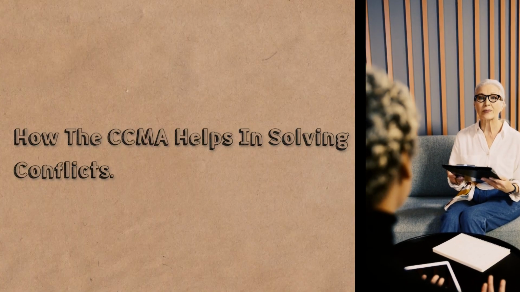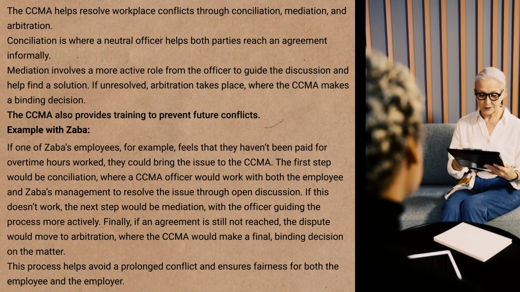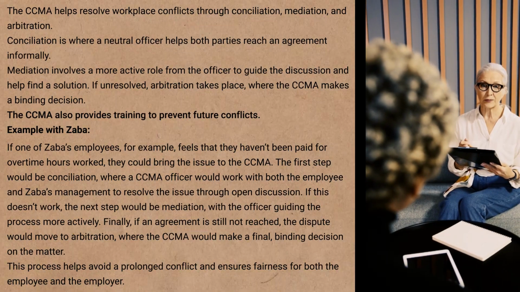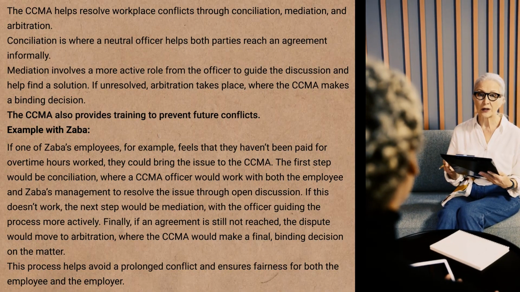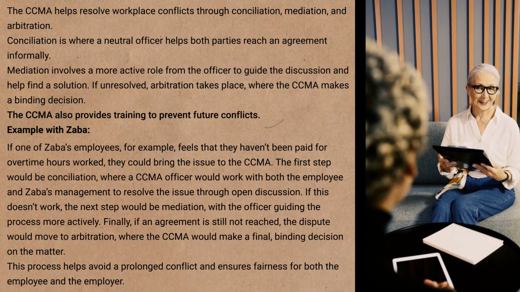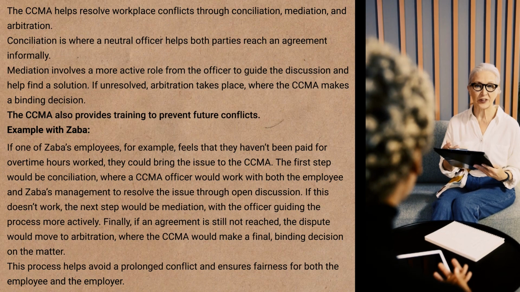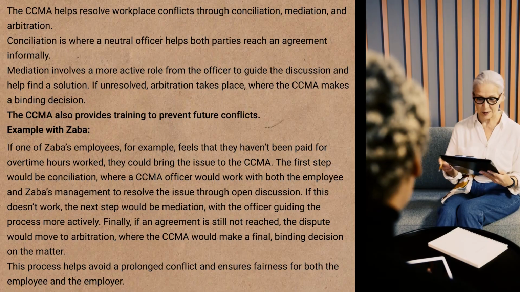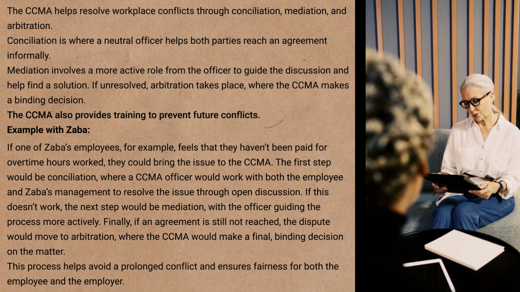How the CCMA helps with workplace conflicts. Neutral ground. Provides a fair place for both sides to discuss issues, reducing the chance of bias. Speedy resolution. It's often quicker than court, which means conflicts don't drag on. Cost-effective. It's generally cheaper than legal battles, helping small businesses or workers without deep pockets. Binding decisions. If arbitration happens, the outcome is final, giving closure to disputes. Prevention. Through education, they help prevent conflicts by teaching how to handle workplace issues better.